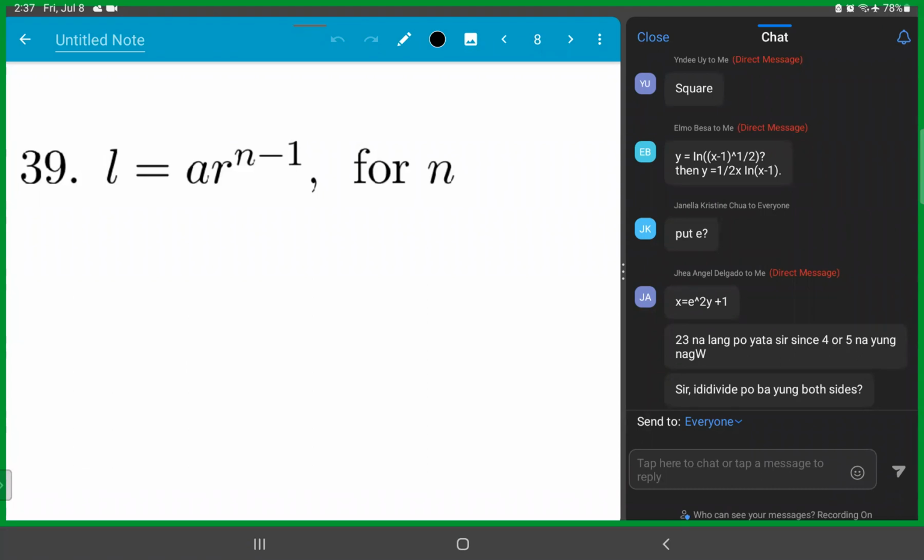So, i-divide pa po ba yung both sides? Siyempre, kasi nga, i-isolate mo si n.